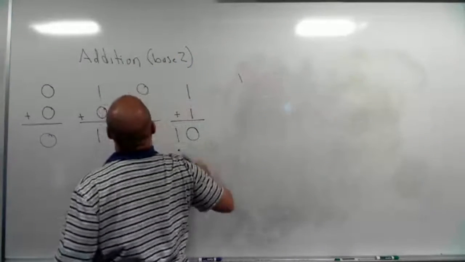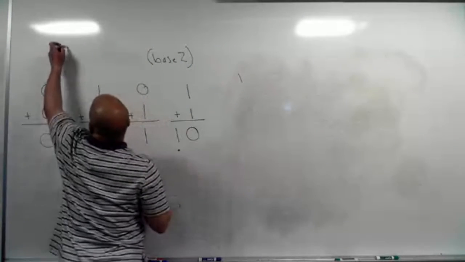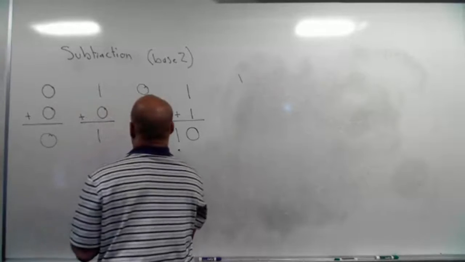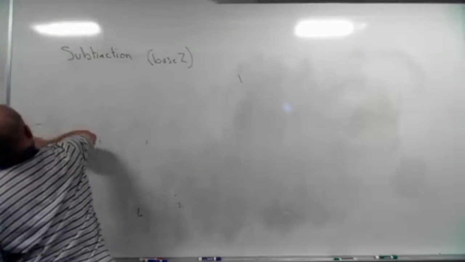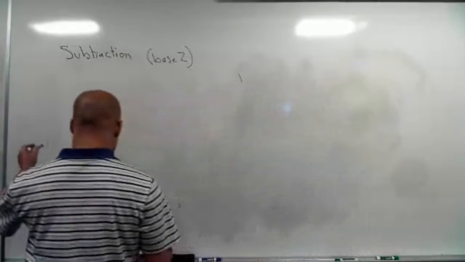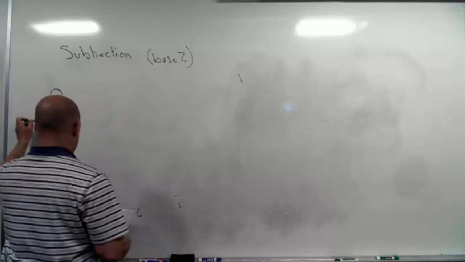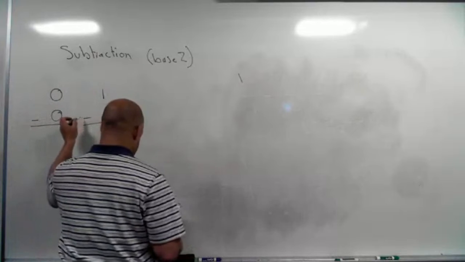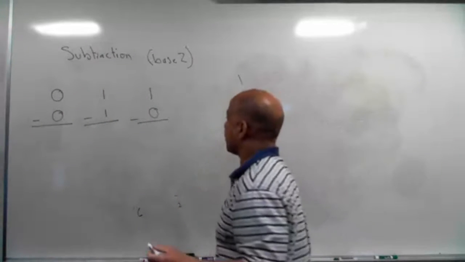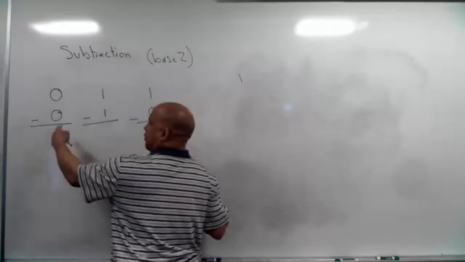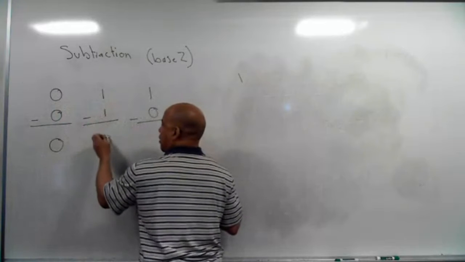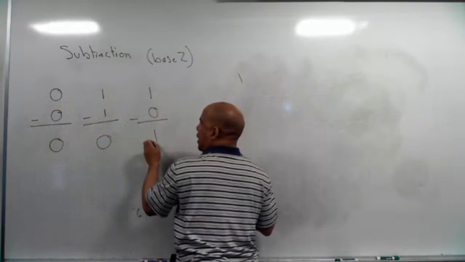All right, so let's move on to subtraction. The rules for subtraction. I want to put them in the same order that I have them on the sheet. So this is 0 minus 0, this is 1 minus 1, this is 1 minus 0. In any number system, not just base 2, a 0 minus a 0 is a 0, a 1 take away 1 is a 0, and a 1 minus a 0 is a 1.